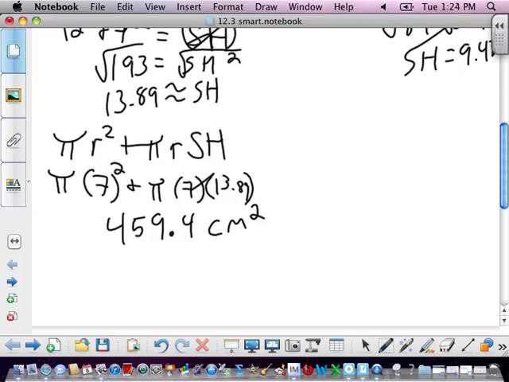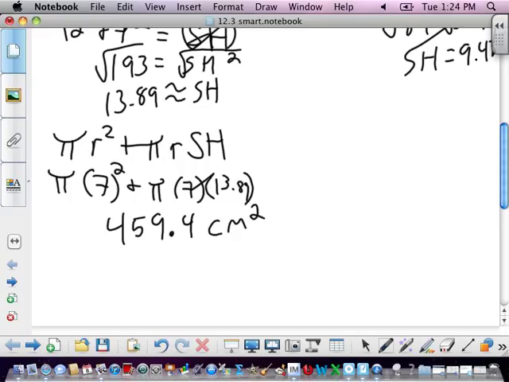Got 360. Let me try again. You did pi 7 squared plus pi times 7 times 13.89. We just found the surface area of the cone. So we don't square it, the second 7. Just the first. Is that the issue? Yeah.